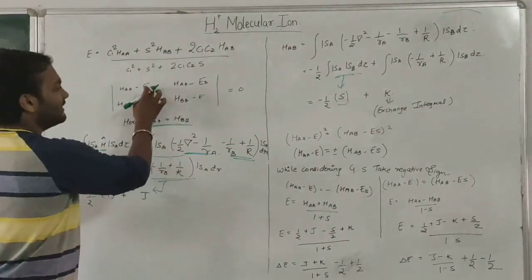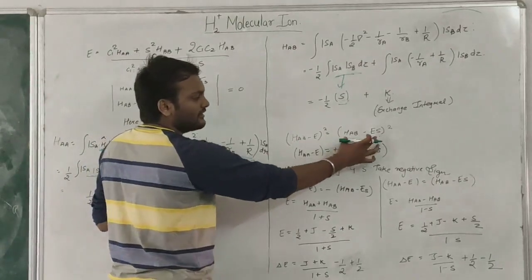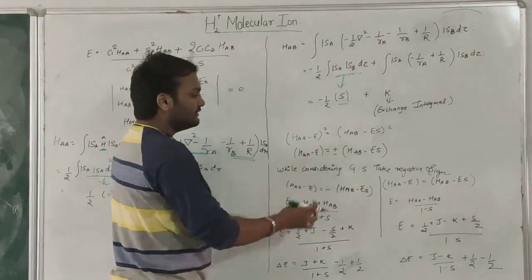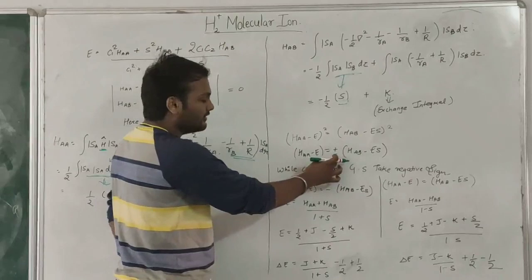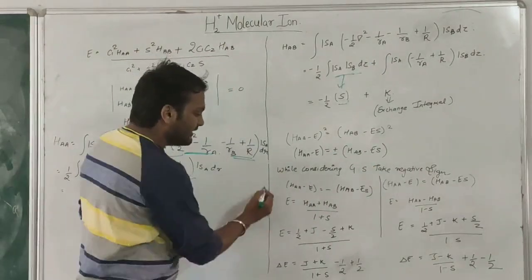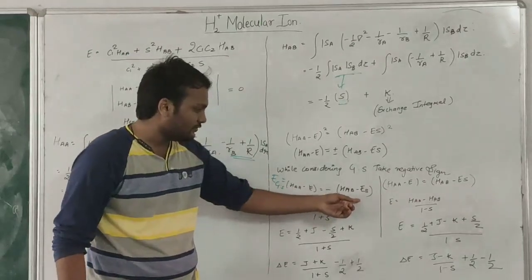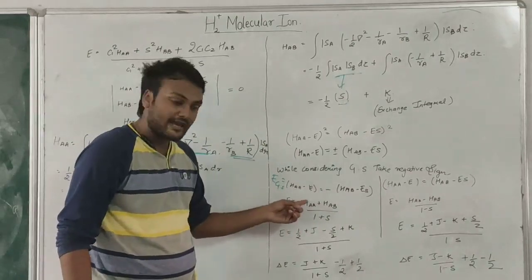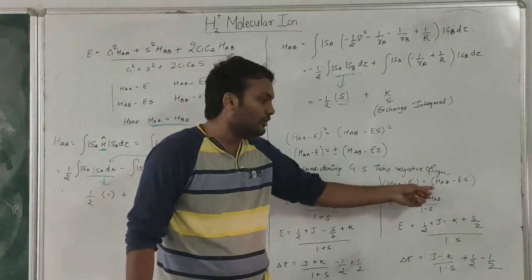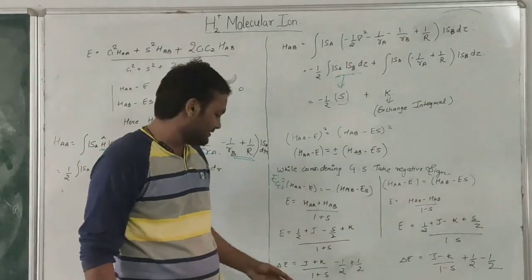Now we can solve this by the secular determinant method: HAA minus E, the whole squared, and HAB minus ES, the whole squared. Taking the square root, we get a plus or minus sign. While considering the ground state, we take the negative sign. This is the energy level for the ground state. If we take the minus sign, the solution is HAA plus HAB upon 1 plus S. The same way we solve for the excited state, taking the plus sign. The solution is the same, but the answer is reversed.